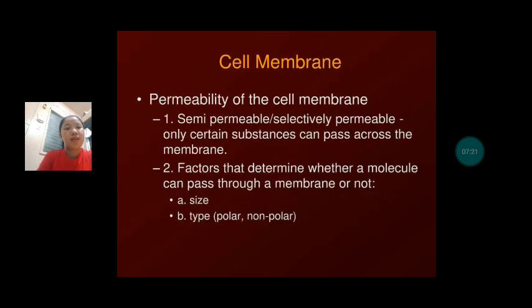So next is the permeability of the cell membrane. Semi-permeable, or selectively permeable, means that only certain substances can pass across the membrane. Second are the factors that determine whether a molecule can pass through a membrane or not: based on size and type, polar or non-polar.